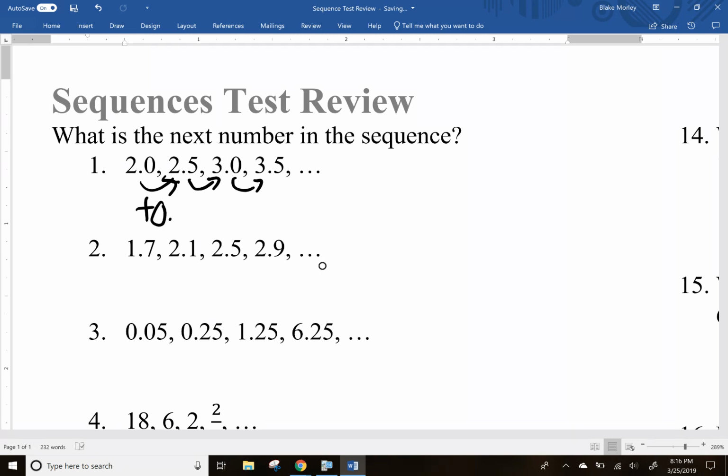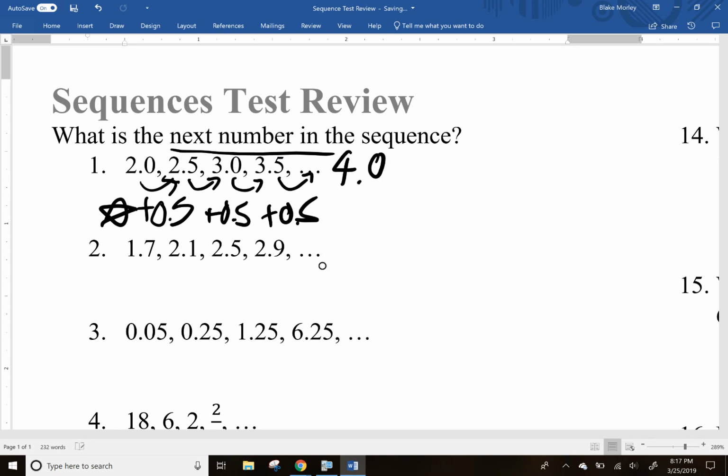Every single time you're adding 0.5. So because we're adding a number here to get the next term, that is an arithmetic sequence. And now we're going to use that to predict the next term of the sequence. Well, if this pattern continues, if we add 0.5 again, then the next number in the sequence is going to be 4.0, because 3.5 plus 0.5 will make that next term be 4.0.